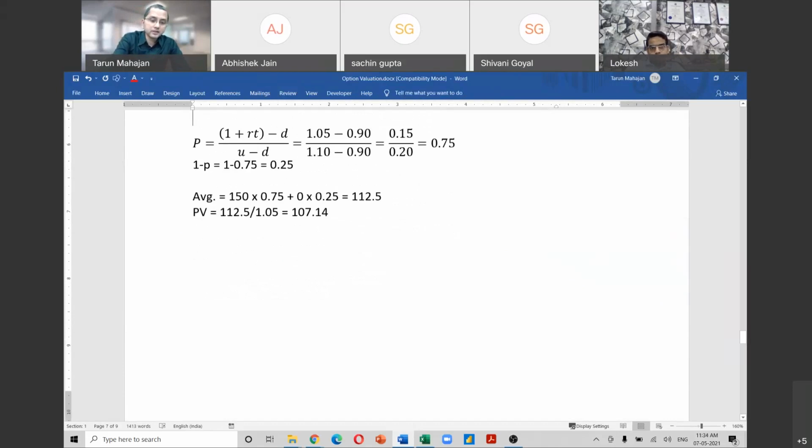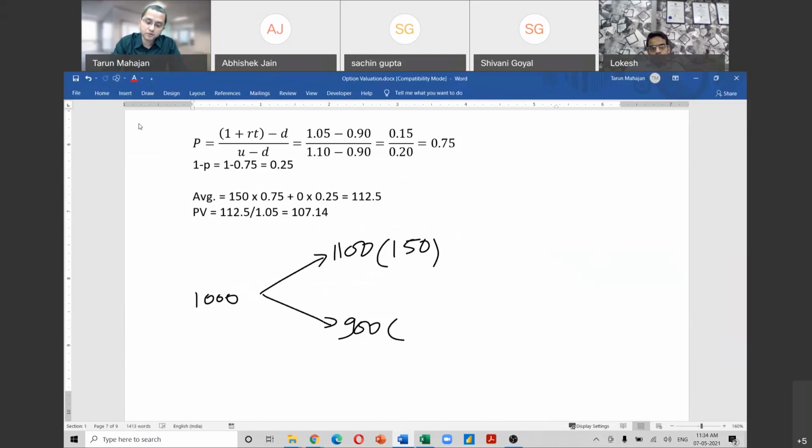So people call it like this: the current price of the stock is 1,000 rupees and it can go up to 1100 or it can come down to 900. If it goes up to 1100, the option becomes 150. Here it will become 0. If you calculate weight, P is 0.75 and 1 minus P is 0.25. When you roll it back and calculate present value, that present value becomes 107.1.